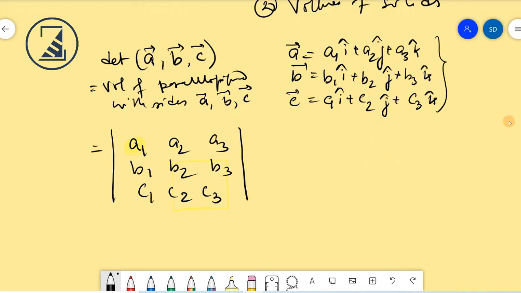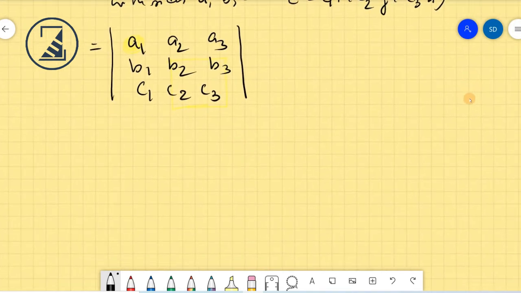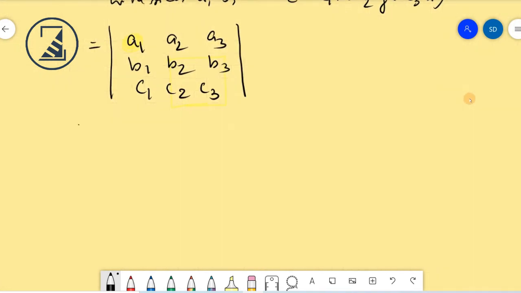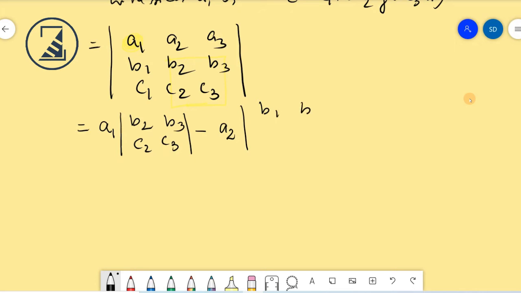Now let's expand this. If we expand this, we can write it as A1 multiplied by determinant of B2 B3 C2 C3, minus A2 determinant of B1 B3 C1 C3, plus A3 determinant of B1 B2 and C1 C2. So this is how we have expanded the determinant.